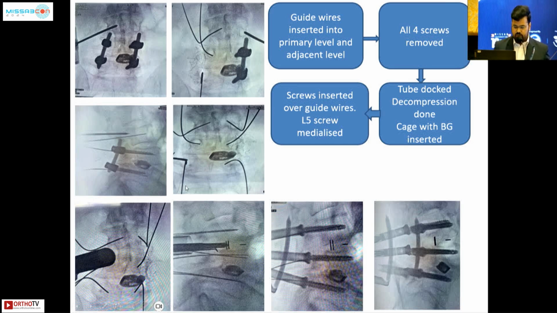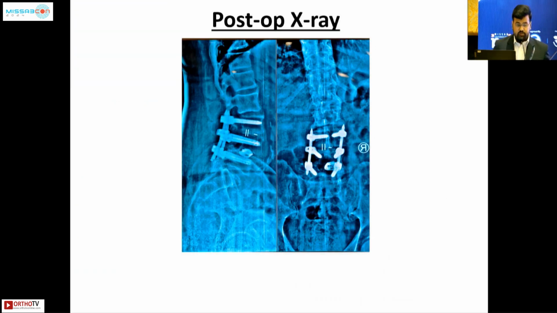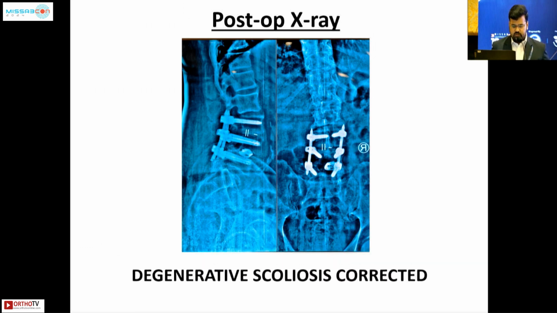Then by using tubes, MIS TLIF was done at the adjacent segment and connecting rods were applied, including the primary level in the construct. This is a post-operative X-ray of the same patient. As you can see, some of the degenerative scoliosis also got corrected.